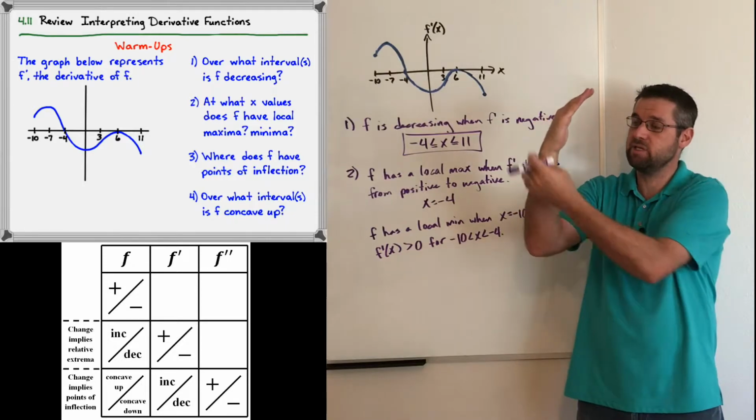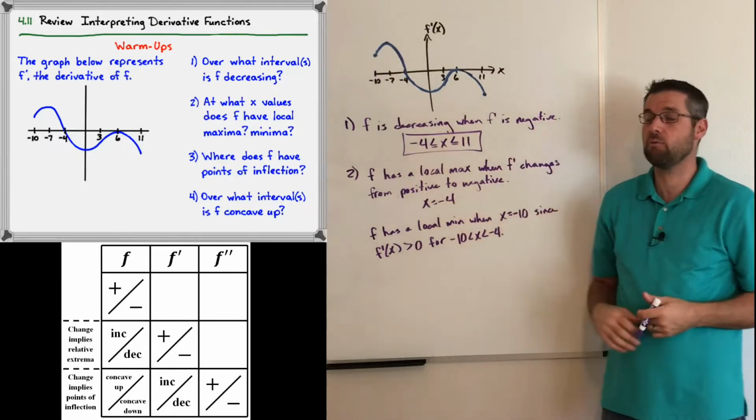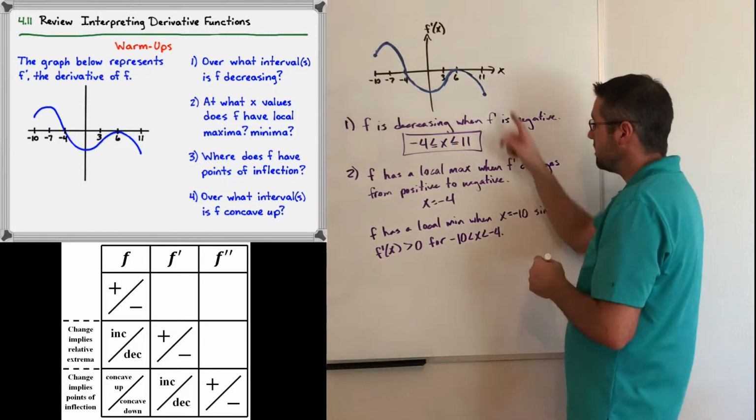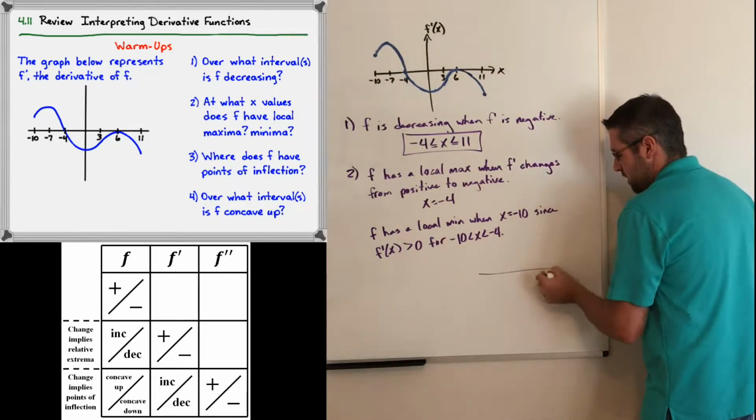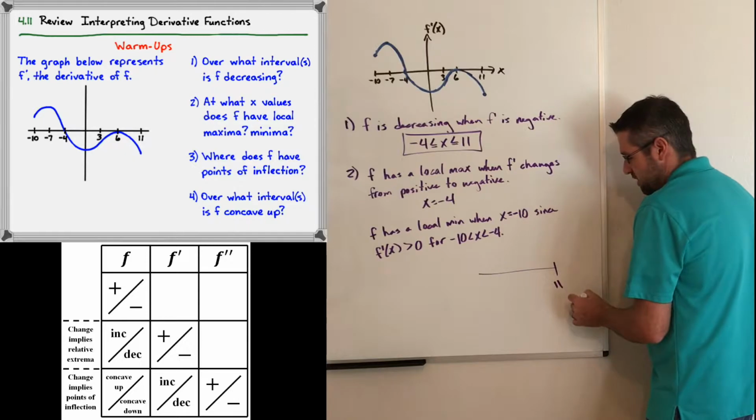Well, if f is increasing, that means that endpoint is going to be a relative minimum. Now let's look at the other end here, when x equals 11. So I'm going to do the same type of thing. Here is the endpoint 11.